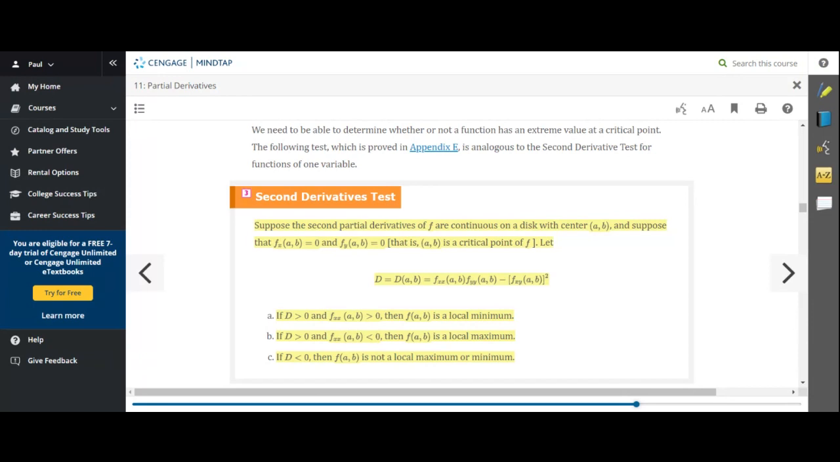Now with software, there are programs that will find the maximum and the minimum of a surface numerically. But this is an analytical way to find it. Of course, if we deal with nice surfaces that are easy to work with, this is easy enough to apply. So I just want to look at an example of a second derivatives test here.